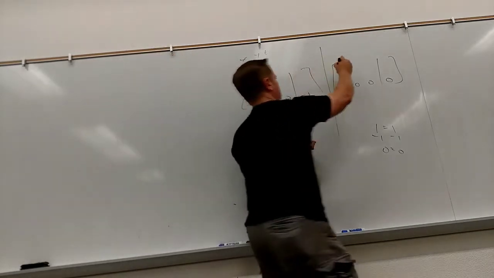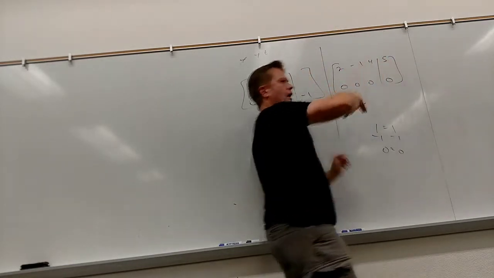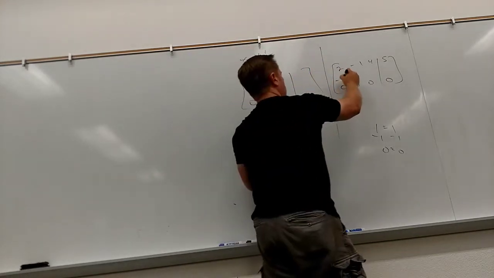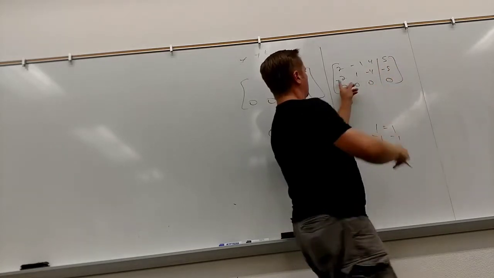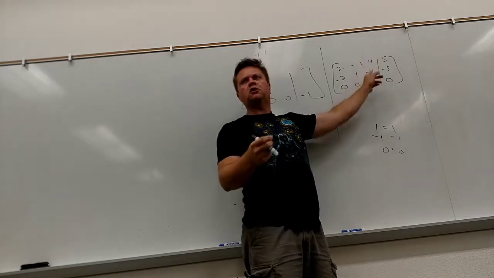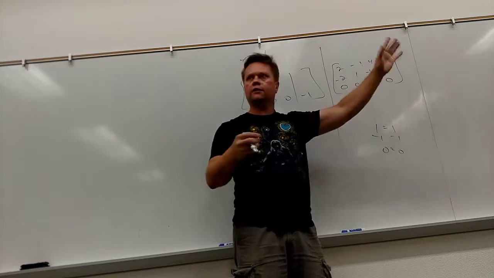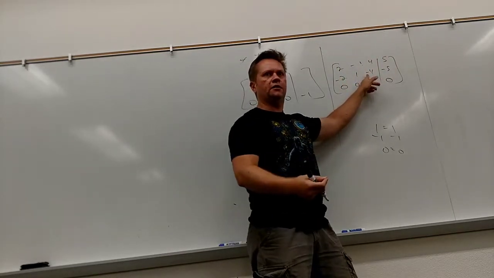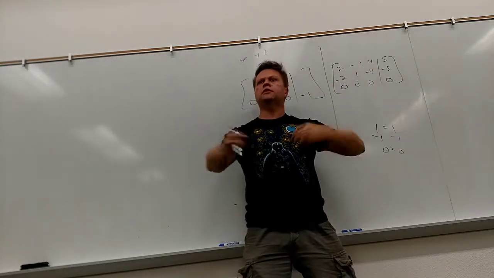So if one row was 2, -1, 4, 5, what would the other row have to look like so I add them together and end up with this? -2, 1, -4, -5. So this one has to be negative this one. Or it could be twice this one, because then when I take this times -2, they'll all cancel again, right? So one row would have to depend on the other row. It has to be twice it, 3 times it, negative times it, something times it.